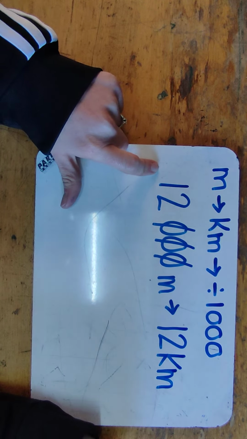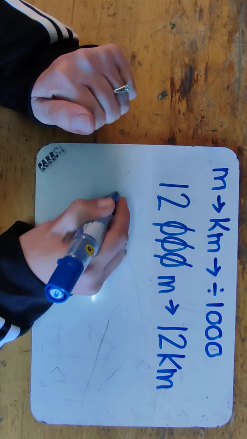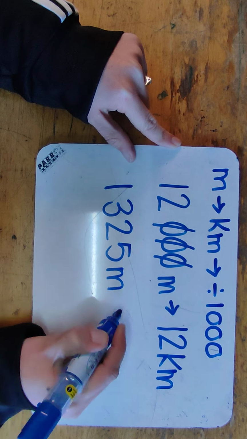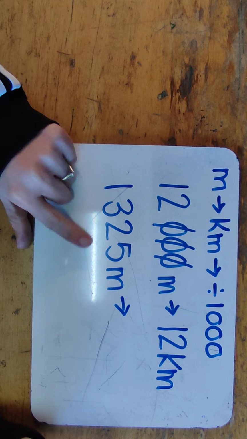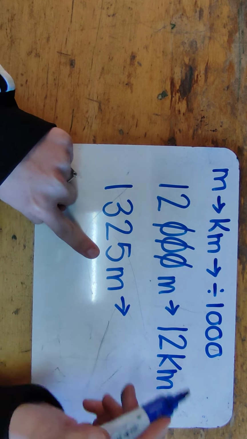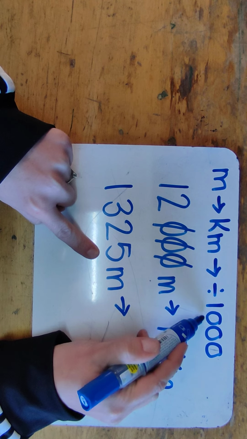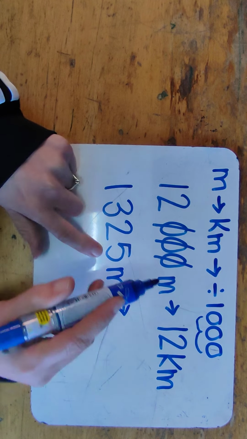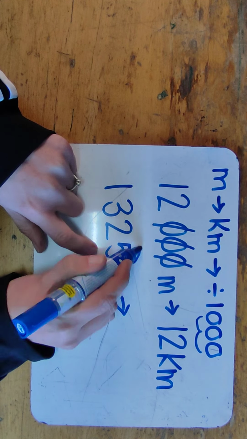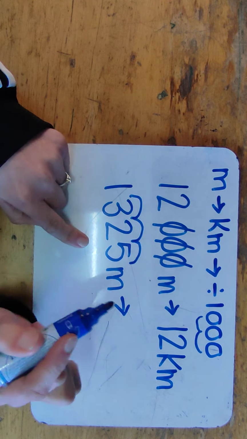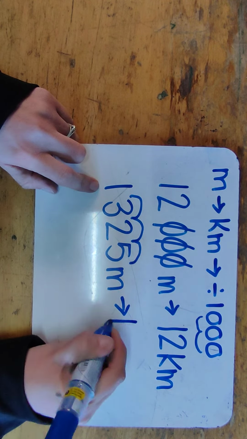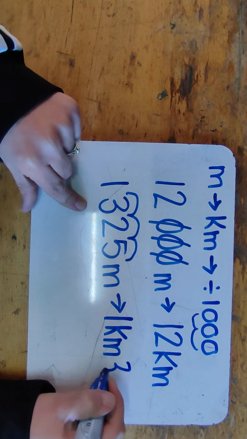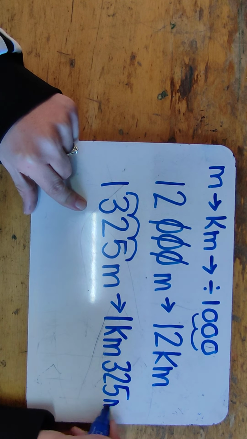Okay, but again, if I get stuck where I've got 1,325 meters, remember I said to you that we need to hop the same amount of times as we've got zeros. So we've got 3 zeros here. I start from the end of the number and I hop 3 times. I go 1, 2, 3. So anything that's in front of the hop is my kilometers. And anything that I had to hop over is my meters that are left over.